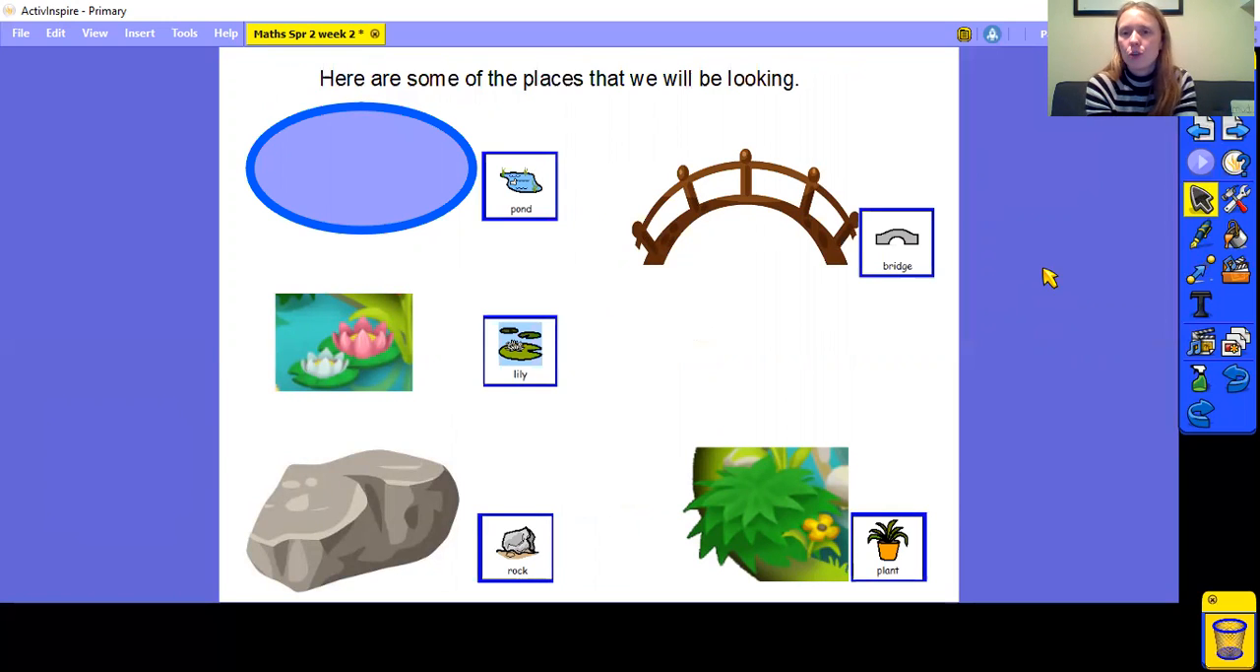Let's just make sure that you know what they're all called, and that will make it easier for us to concentrate on our positional language. Don't worry if there are some that you haven't seen before. You can always stop the video and rewind it and listen to those words again until you're really sure of what they are called. Are you ready? So my turn, then your turn.